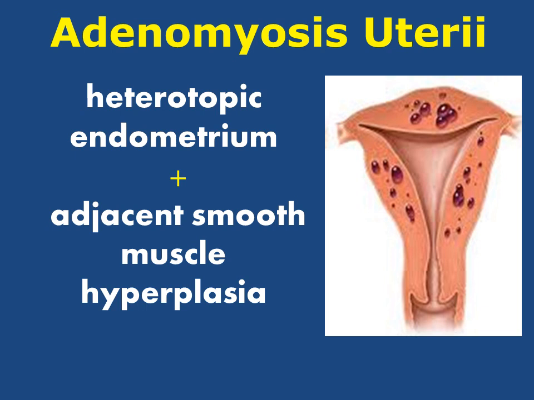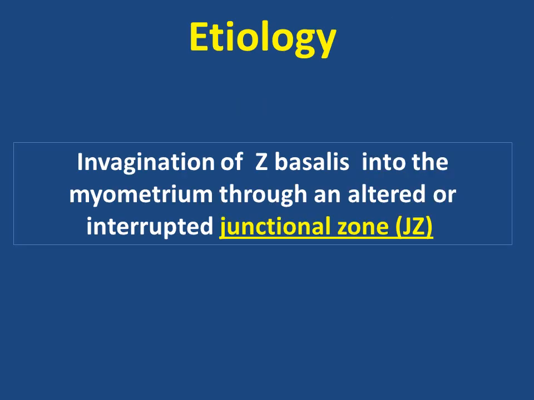Adenomyosis is heterotopic endometrium, like heterotopic pregnancy, which means intrauterine pregnancy and extrauterine pregnancy. So we have endometrium intrauterine lining the normal endometrial cavity, and extra-endometrial tissue, which is embedded inside the myometrium. And the adjacent myometrium is not innocent. It shows hyperplasia, so the uterus will be enlarged in size due to the muscle hyperplasia, or myometrial hyperplasia, and the implanted endometrial tissues.